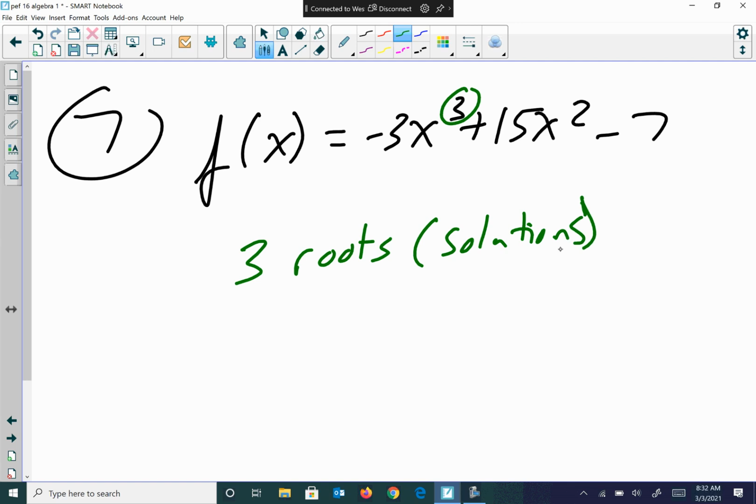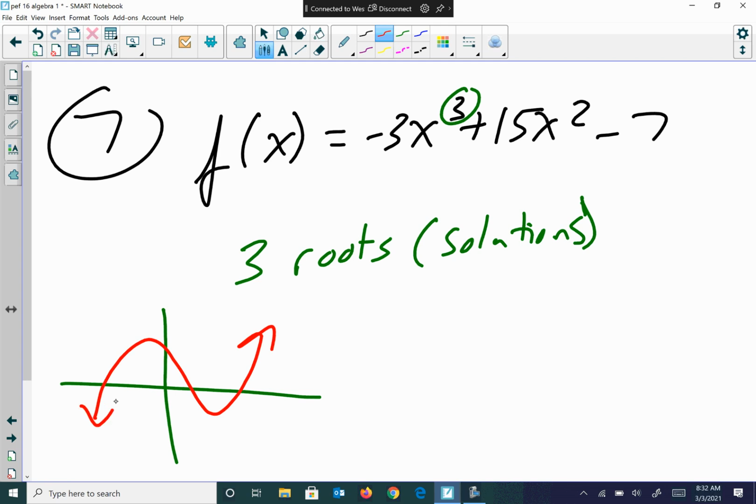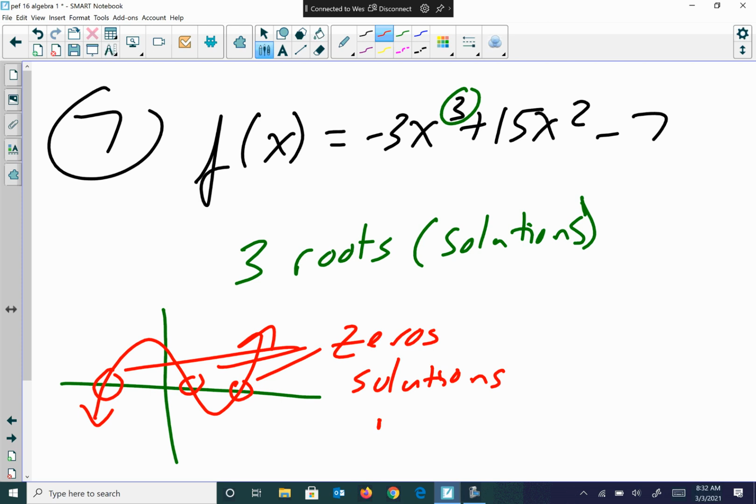Now, what that means in the grand scheme of math, and you do not need to know how to graph this at this point, Algebra 2 will cover it. This graph could look like this. And where it crosses the x-axis, those are called zeros. They're also called solutions. They're also called roots. All 3 of those pretty much mean the same thing. So that's technically what the graph looks like. And the reason why it would cross the x-axis 3 times is because it's raised to the 3rd power.